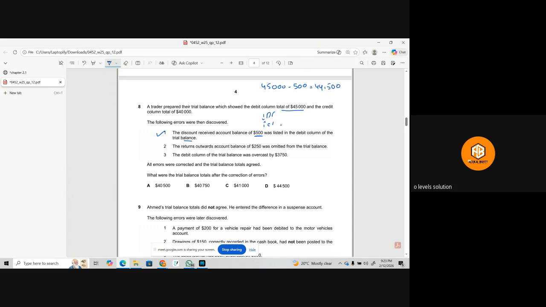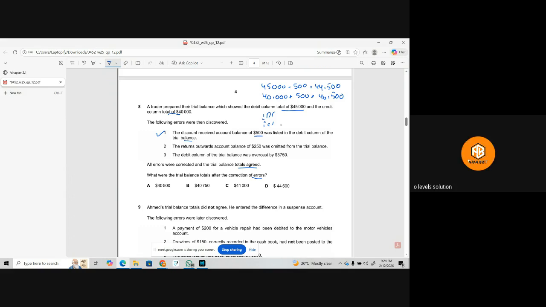And when you add, because as you can see, they are saying that the credit column is 40,000, if you add 500 here, this will become 40,500. They are asking what the trial balance totals were after the correction of errors. All errors were corrected and the trial balance totals agreed. But this is not the right answer in that case. So let's see the other one.